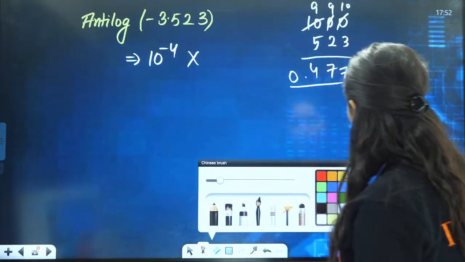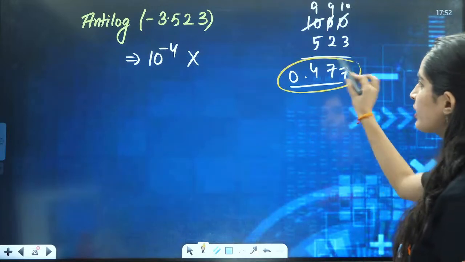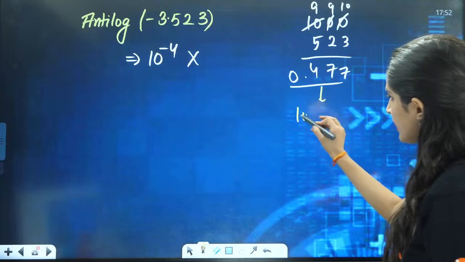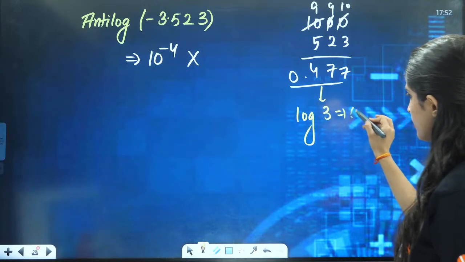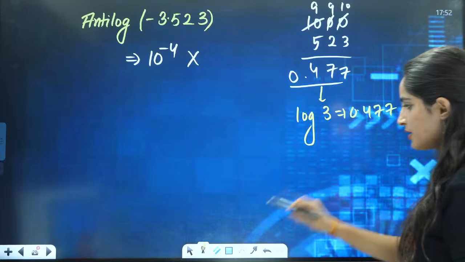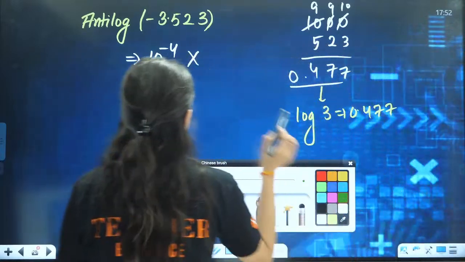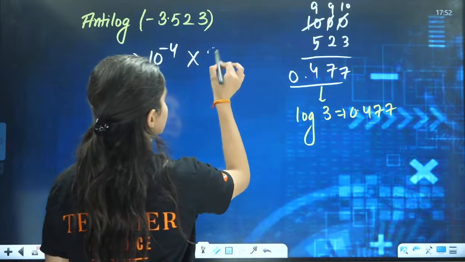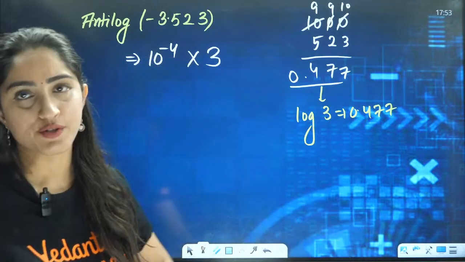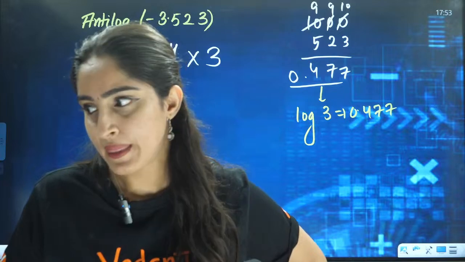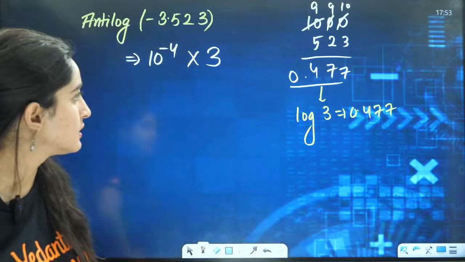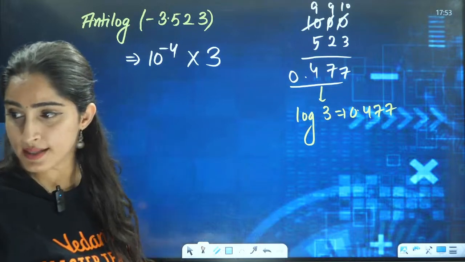Now, which log is 0.477? Log of 3 is 0.477. So here you will write the answer as 3. 3 into 10 raised to power minus 4. Is that clear to everybody here?